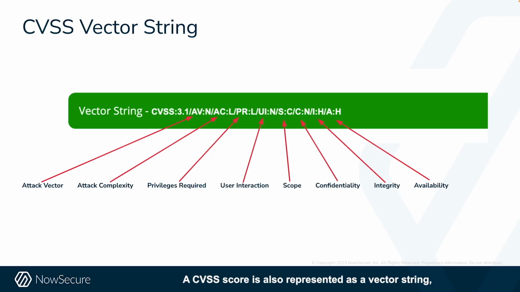A CVSS score is also represented as a vector string, a compressed textual representation of the values used to derive the score. This string is a great way to offer context to your vulnerability scoring. At NowSecure, we include it in each pentest report, which gives us a way to adjust scoring later based on mitigating factors discussed during the report readout process.